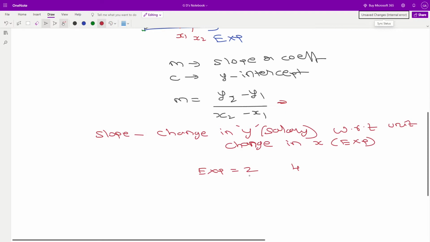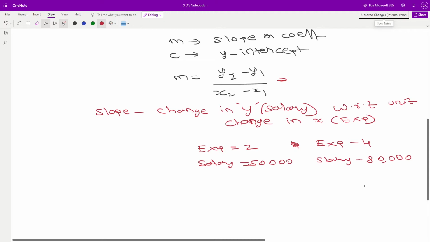Right now you're having 2 years, and right now your salary is about maybe 50,000. And after 2 years, your experience becomes 4. Let's assume at experience 4, your salary is around 80,000. So you clearly know that you got an increment of 30,000, right? In 2 years, you got a hike of 30,000.